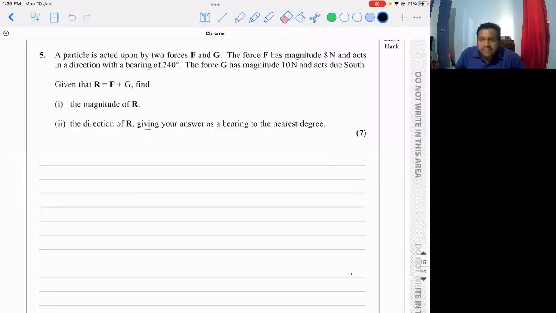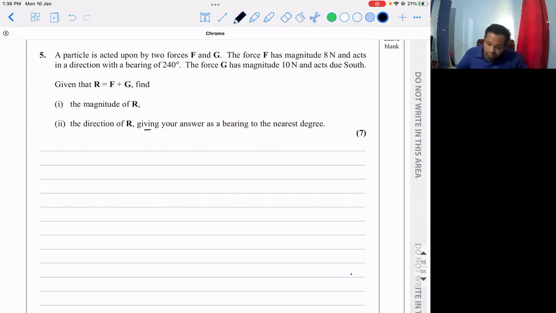Next question is purely about vectors. A particle is acted on by two forces, F and G. The force F has a magnitude of 8 Newton and acts in the direction with a bearing of 240 degrees. The force G has a magnitude of 10 Newton and acts due south. Given that R is equal to F plus G, that is the resultant, find the magnitude of R and the direction of R. Give your answer as a bearing to the nearest degree.